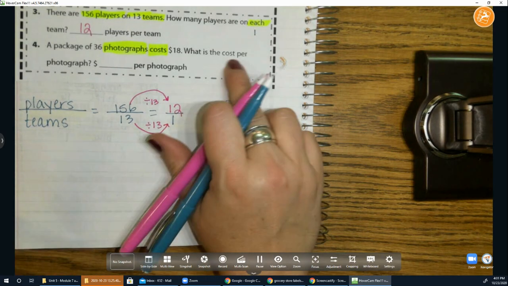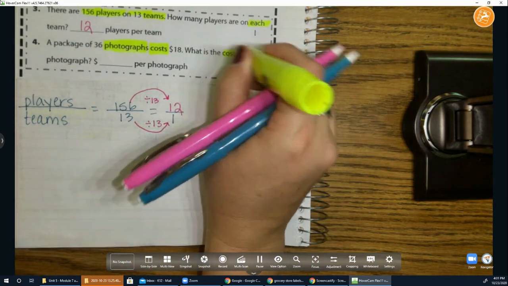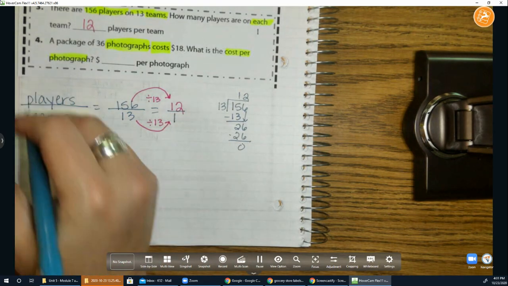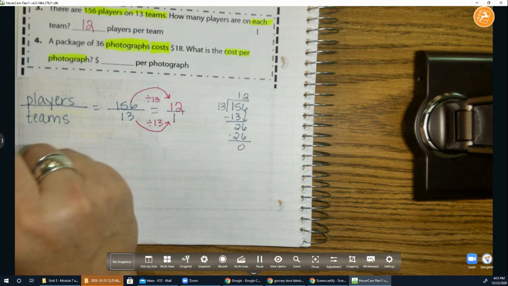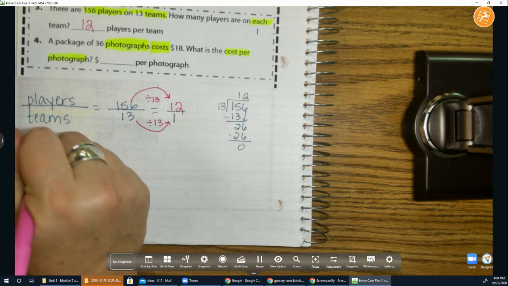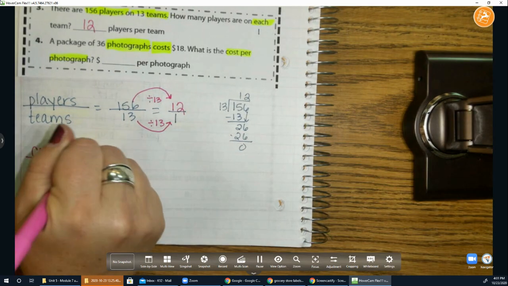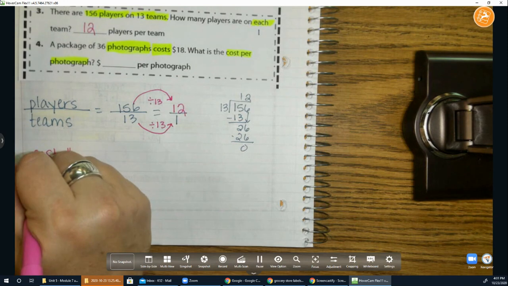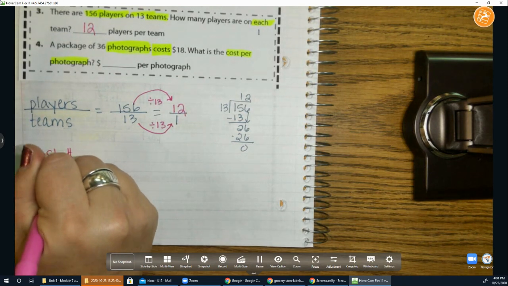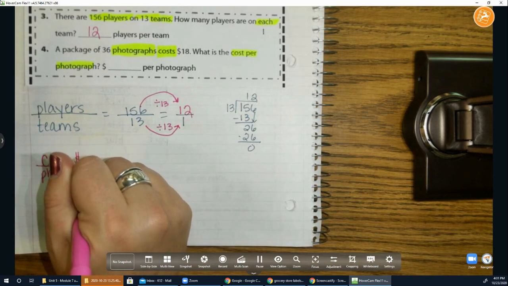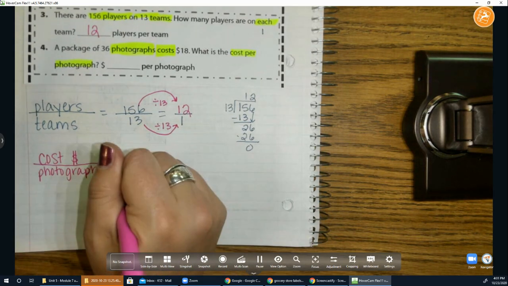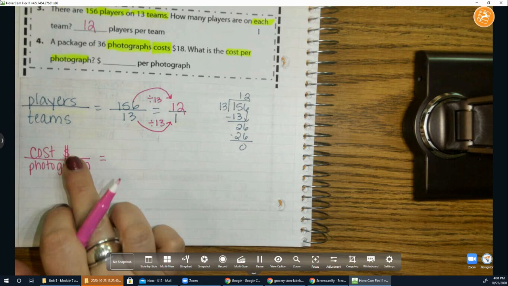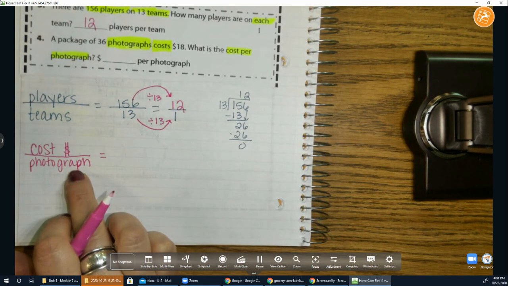So do you see how it says cost per photograph? So the cost came first. So cost, switch here. Cost is going to be on top, and we're dealing with money, so I'm just going to put a money sign. And then photograph is going to be on the bottom. Cost per photograph. Cost is on top, photograph is on the bottom.